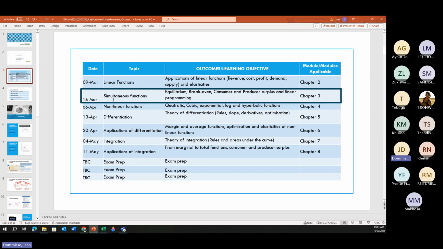Very important when we go into this is to know what the difference is between break-even and equilibrium, because that is definitely something that they will test in your assignments and even in the exam. So they might ask you one question around equilibrium, and then the next one might be about break-even, with nearly the same variables or expressions in it. Very, very important to understand the two of them.